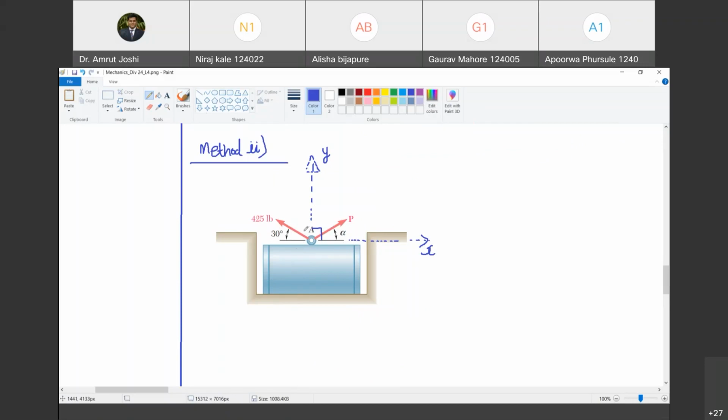So here, how many forces are acting? Two forces are acting. One is P and another is 425 pound. Do you agree with me? So let me call this Q bar and let me call this force P bar. P bar and Q bar are the two forces which are acting on this hook. Let me, for some reason, resolve these forces along the X and Y directions. Can you tell me what is the X component of P?